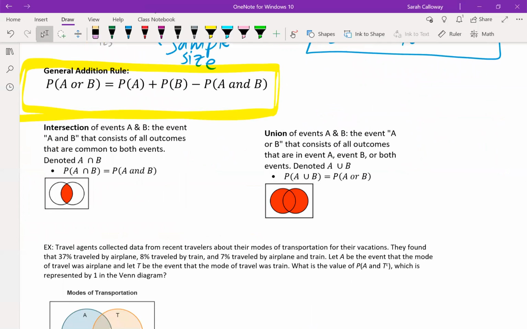So remember that the probability of A and B is this intersection. The intersection is denoted by that upside down U shape. So that's all outcomes that are common to both events. Whereas the union, which is a U shape because of the word union, is the OR probability. So that's this guy. This whole total is our union. It represents everything that's in both circles.